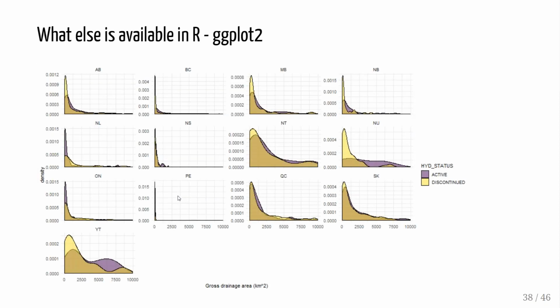So you can look at this plot. That was a relatively small amount of code, and what we have on the bottom axis is the gross drainage area, and on the left axis is the density. Think about these as smooth histograms for stations under 10,000. What you can really see is that in the discontinued, which is the yellow, we're monitoring larger watersheds over time. The active ones are the purple, and the yellow ones are the discontinued. You can see that gap in many provinces trending towards monitoring larger watersheds. So pretty quickly you're able to derive some insight from that.